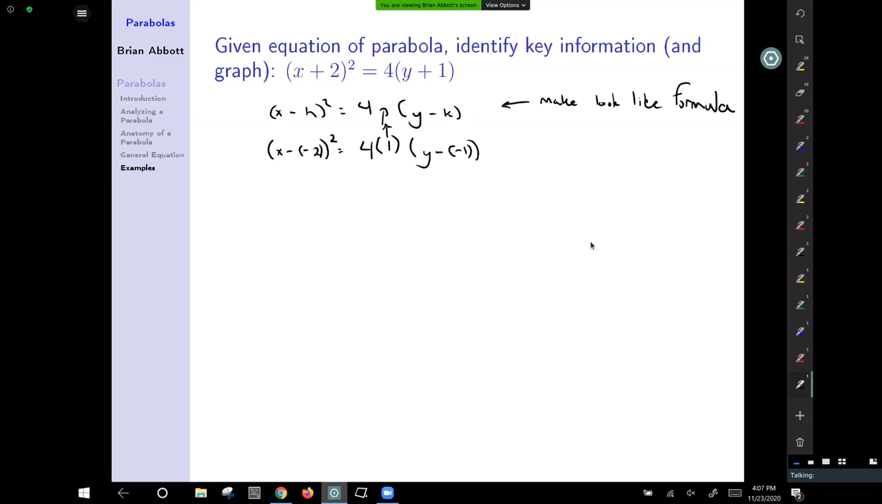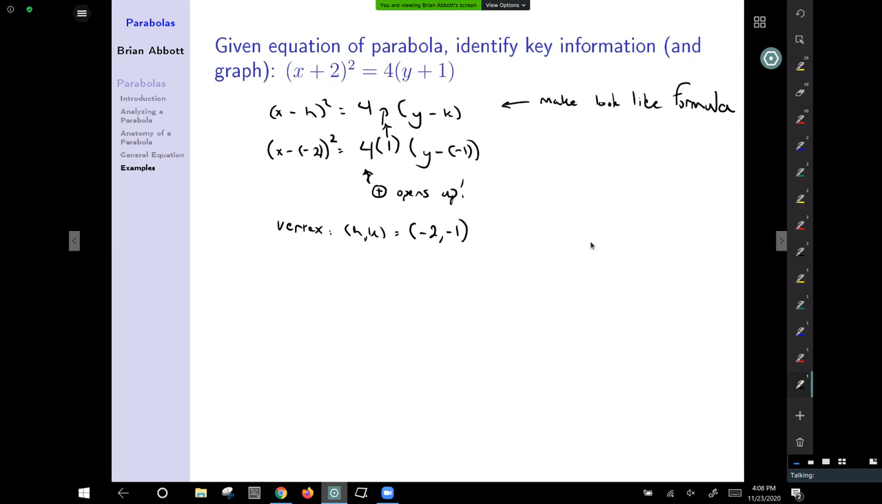Since this thing is positive, we also know that this thing opens up. If it were negative, we'd have a parabola that opens down. From here, we can identify key information. Our vertex, h comma k, can be identified just from the formula. So our h value, our x value for the vertex, is negative 2, and our y value for the vertex is negative 1, from here and here respectively.